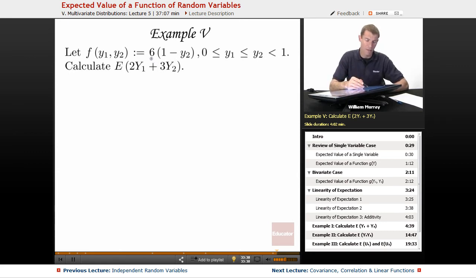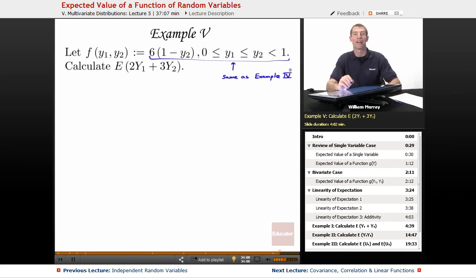We're given this same setup. F of y1, y2 is 6 times 1 minus y2, and then they've described a region for us. So let me just emphasize that that is all the same as example 4, and because of that, I'm not even going to try to graph it like I did with all the other examples. So if you want to work that out and you want my help, just go back and watch example 4, and you'll see that that is carefully worked out, and I drew the graph and everything. In this case, we don't have to do that again, because we're finding the expected value of 2y1 plus 3y2.